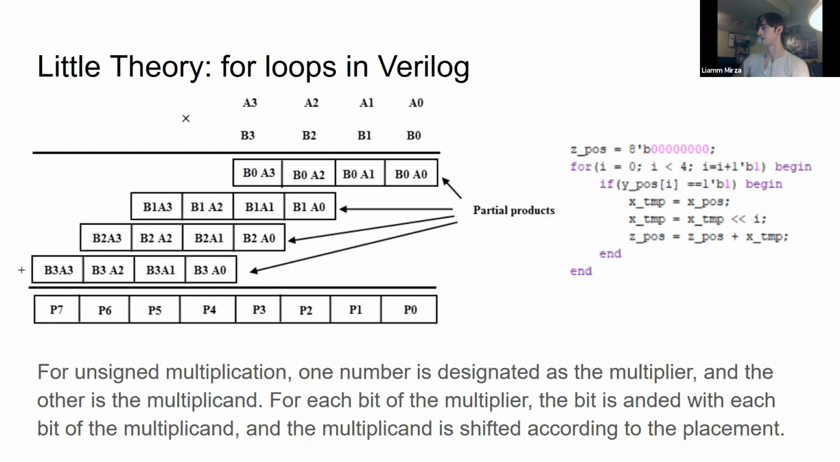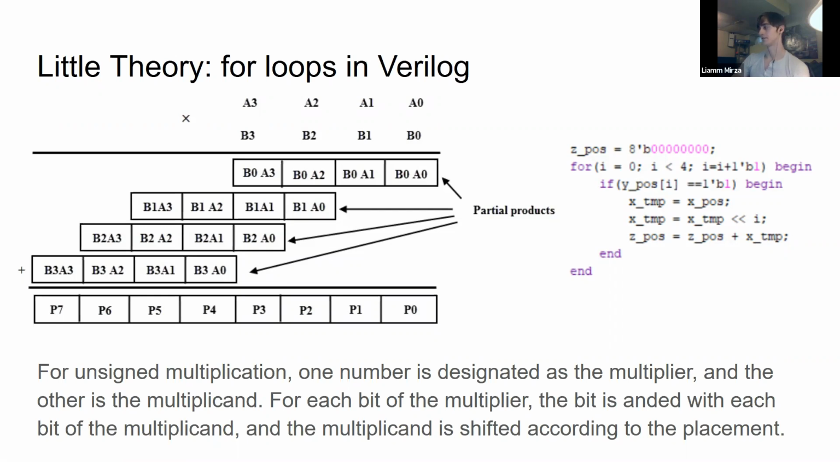So while I is less than 4, it'll go from 0 to 3, and then it'll increment by 1 each time. And so how it works is that you have two 4-bit numbers, your multiplier and your multiplicand. Here in this case, x pos is the multiplicand and y pos is the multiplier. And the multiplier's bits are all ANDed with each one of the multiplicands while being shifted by a certain amount. And the shift amount is determined by the place that the multiplier is at.